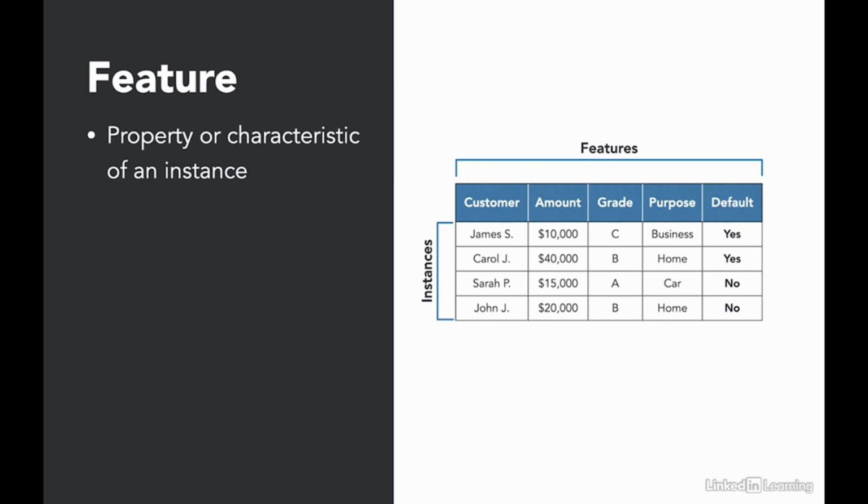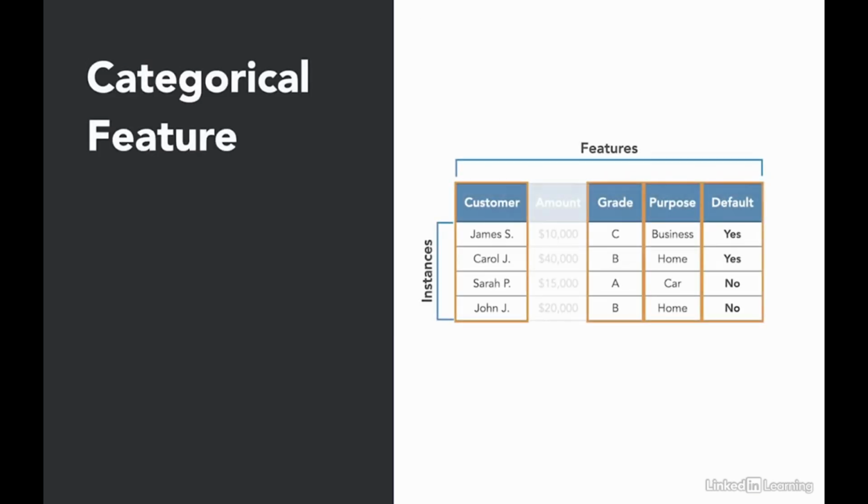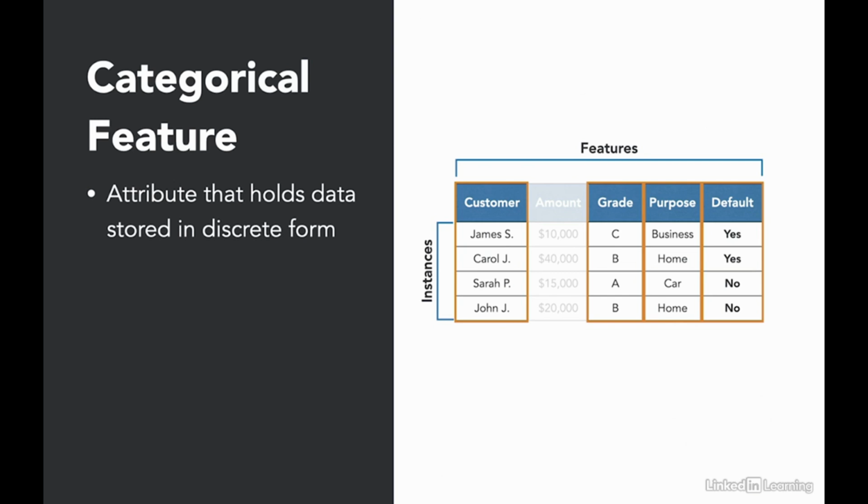In this example, a loan customer's name, the loan amount, the loan grade, the loan purpose, and the loan outcome are all features of a loan instance. Features can be categorized based on the type of data they hold. A feature can be described as categorical. A categorical feature is an attribute that holds data stored in discrete form. Categorical features are typically limited to a reasonable set of possible values.